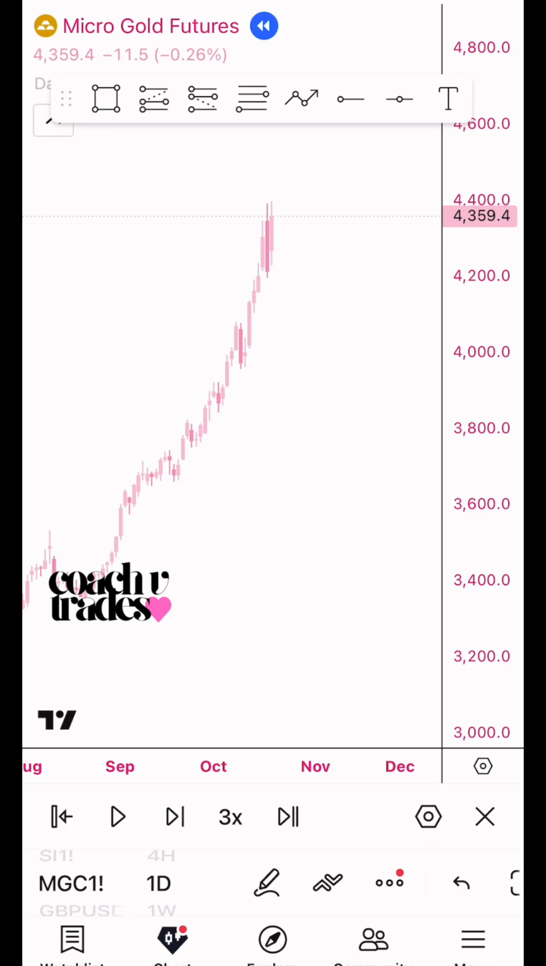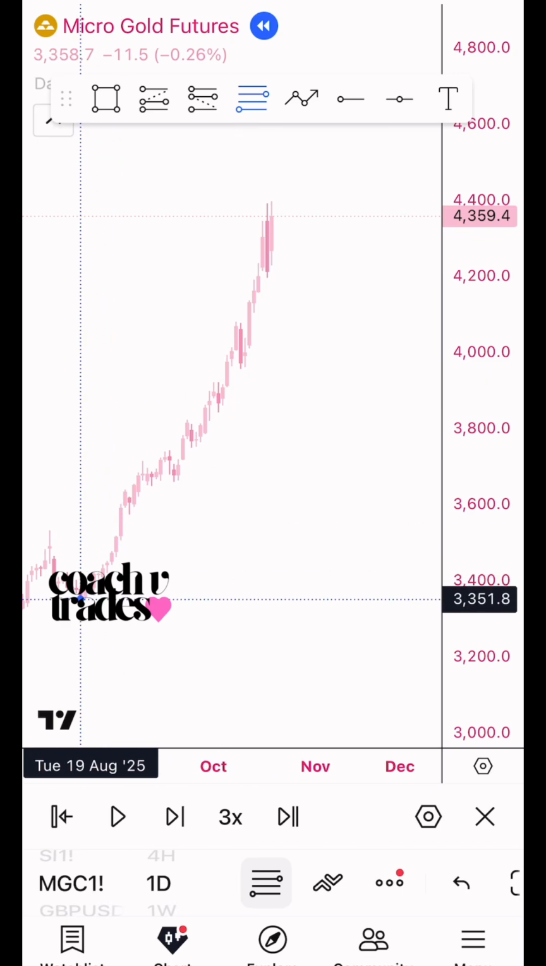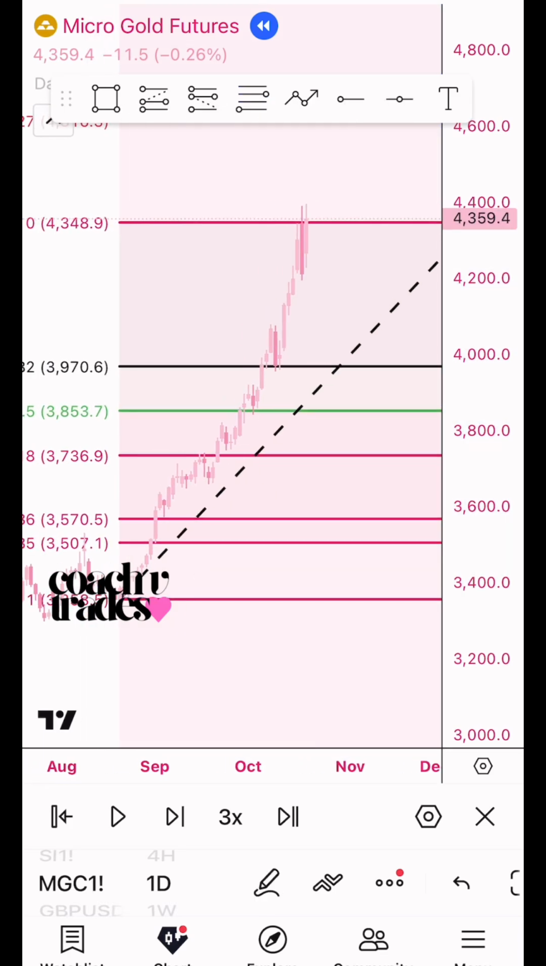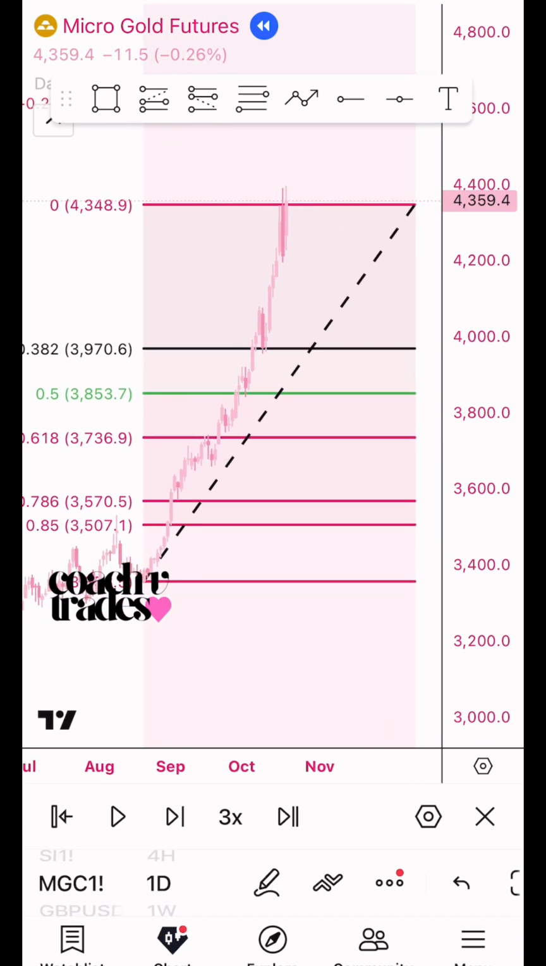Right now we're on the daily. And I'm going to click the drawing tool, scroll up if you haven't already favored it. And it says fib retracement. So, again, when it is bullish, as you can tell, we are at an uptrend, you want to go from the swing low to the swing high. Like that. Okay? And again, it's called Fibonacci.